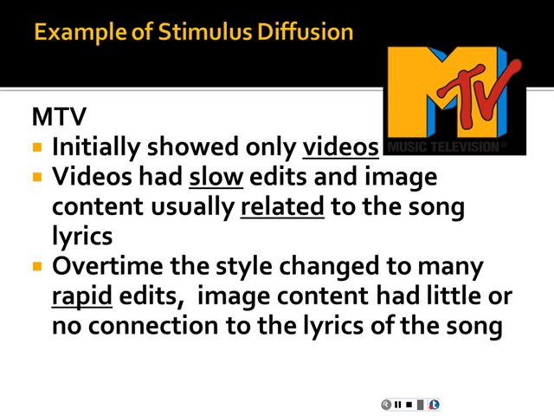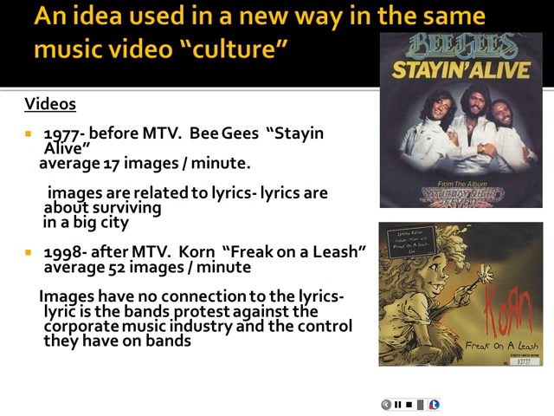And let me give you an example of this. We're going to look at two music videos, one for Stayin' Alive and the other for a song by the band Korn. The song is Freak on a Leash. The first video came out in 1977, and it averages 17 images per minute. Pretty slow editing, if any of you have video editing background. And the images are directly related to the lyrics.